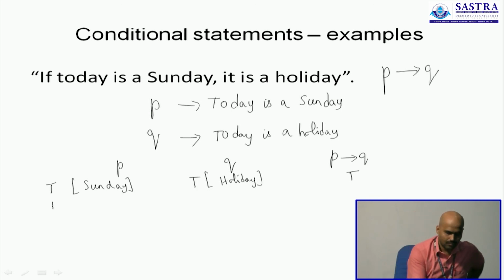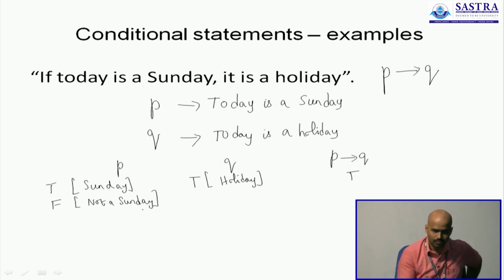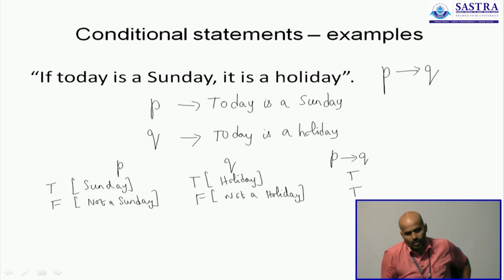What if today is not a Sunday? Maybe it's a weekday. So P assumes a false value. What if Q also assumes a false value? Then it assumes the fact that today is not a holiday. Then we see that P is false and so is Q. Then this also assumes a true value, and it also makes sense. If any given day is not a holiday, it's not a Sunday, then it is most likely that you go to work, you go to college, it will not be a holiday, most likely. So this is also true.